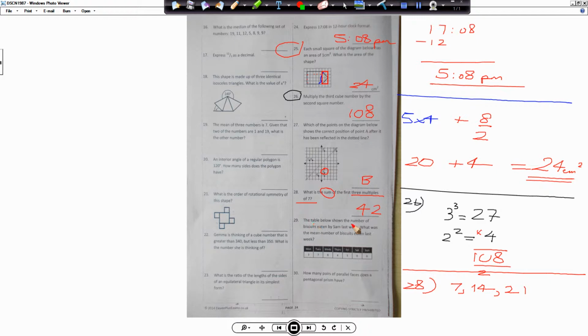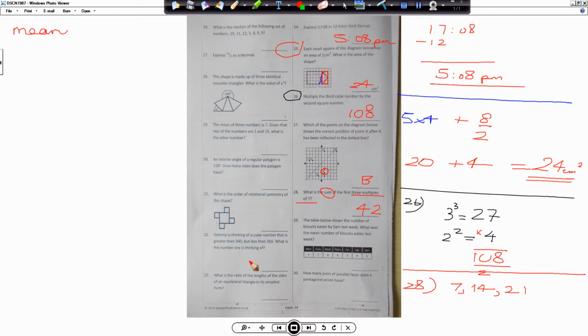Number 29. The table below shows the number of biscuits eaten by Sam last week. What was the mean number of biscuits eaten last week? Right, Maniba, can you tell us what the word mean means in this context? Okay, add them all up and divide it by how many they are. So we have to do 3, add 7, add 8, add 4, add 5, add 9, add 6. And then we have to divide it by how many? We divided by the 7 days that we have there.